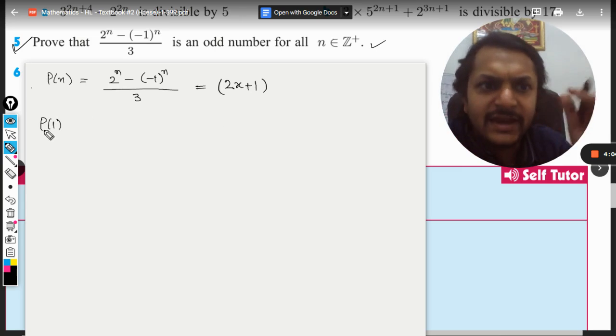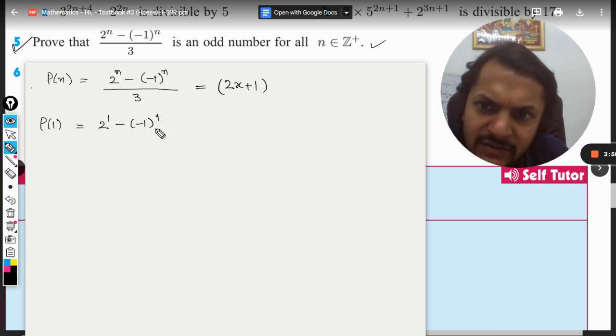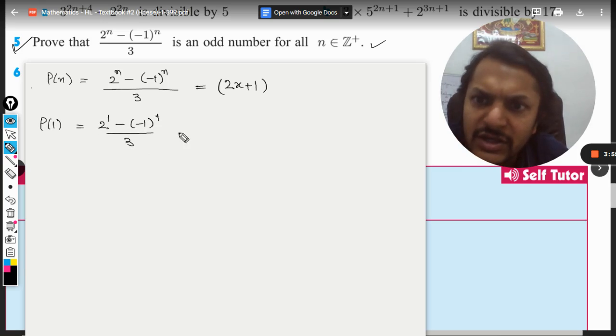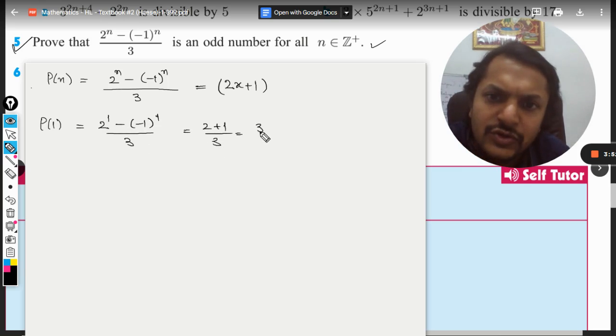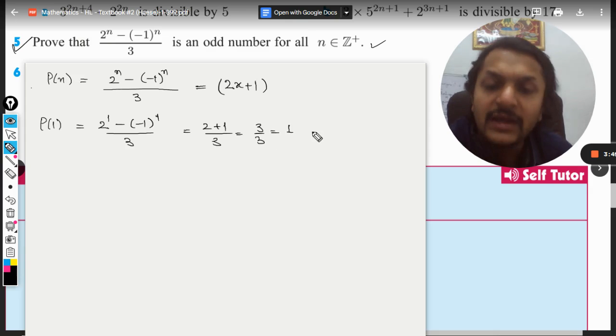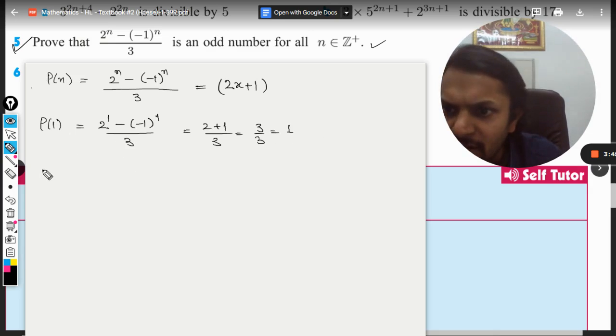So now let us go to step number one. Let us substitute n equal to 1 and see if the statement is true. So this is (2^1 − (−1)^1) divided by 3. So it is going to come out to be (2 plus 1) by 3. So 3 by 3 is equal to 1. And yes, it is an odd number. So our step number one is complete now.